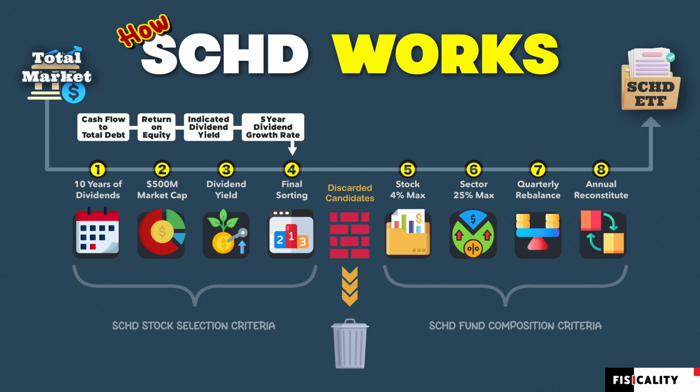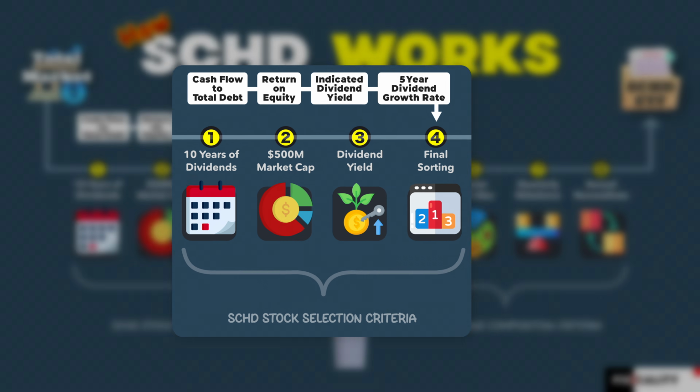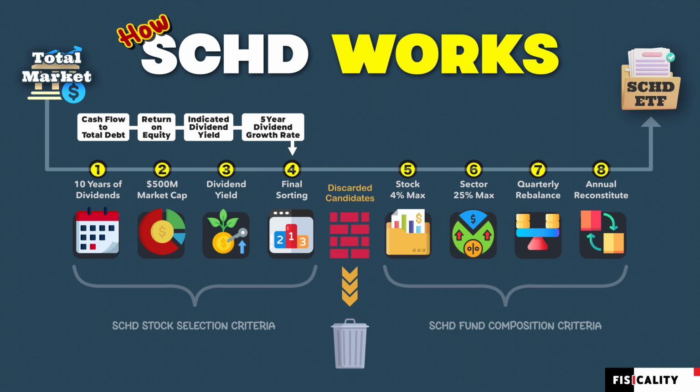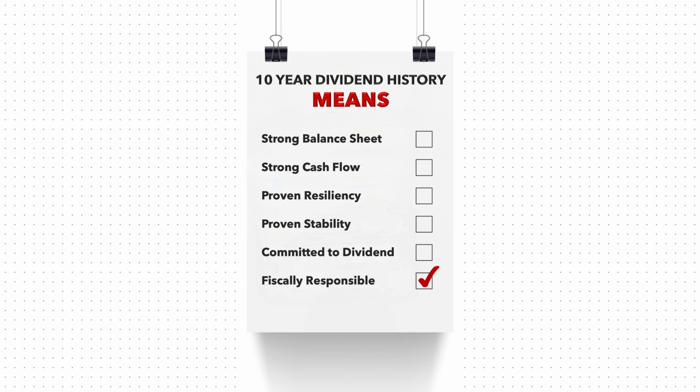The first 4 steps are only concerned with determining which stocks will be included in the fund, but not how the final allocation structure will be configured. Step 1, 10 years of dividends. This is important because it results in companies with strong balance sheets and strong cash flow. These companies have proven to be resilient, stable, and committed to paying dividends.